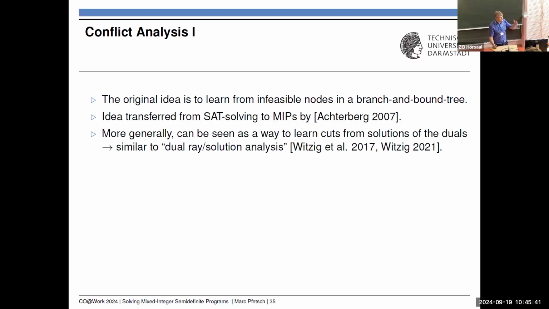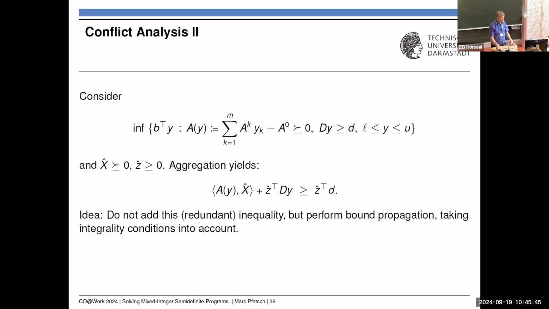So this is called dual ray or solution analysis. So how does it work? Imagine we have this mixed integer SDP. It is actually exactly the same as before, except that I added some linear inequalities, Dy greater or equal d. They are not important, but we can do it, so why not?